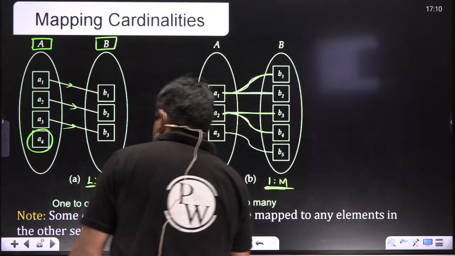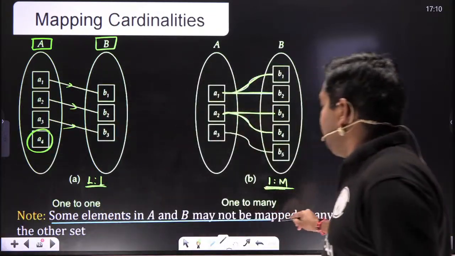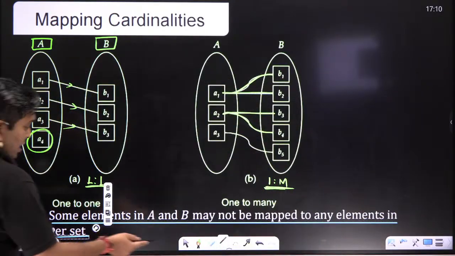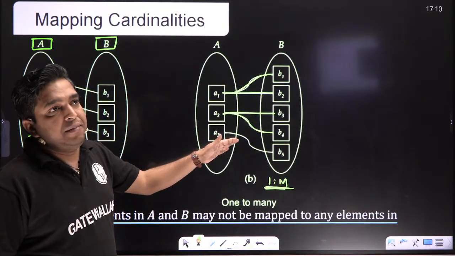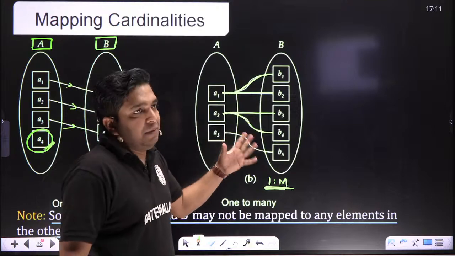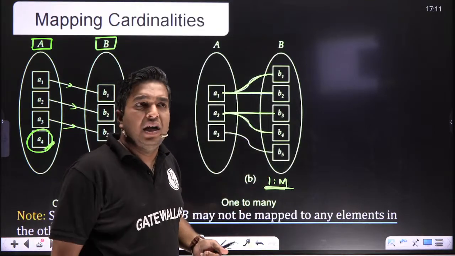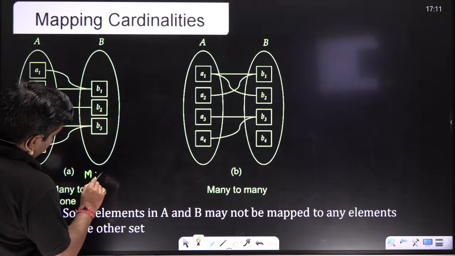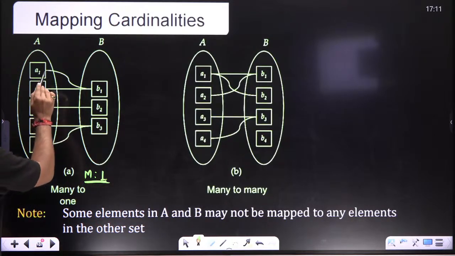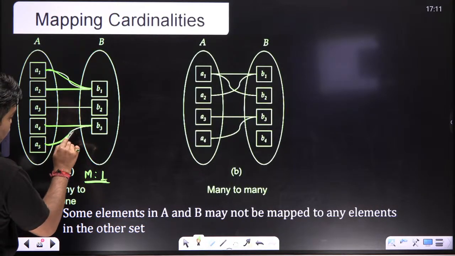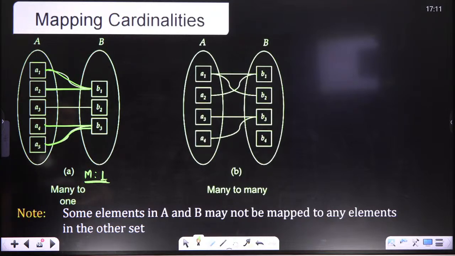Now what is mentioned: some elements in A and B may not be mapped with any element of the other set. Meaning to say, it is not mandatory that every element must be mapped. Like here you can see A4 is not mapped with any element. Here you can see each and every element is mapped. Clear, child? After that, the third one is many to one. You can see, child, these many are mapped to one. That is the meaning of many to one.